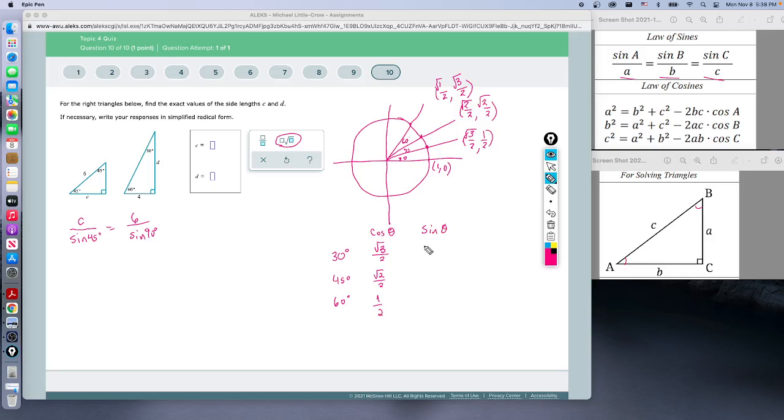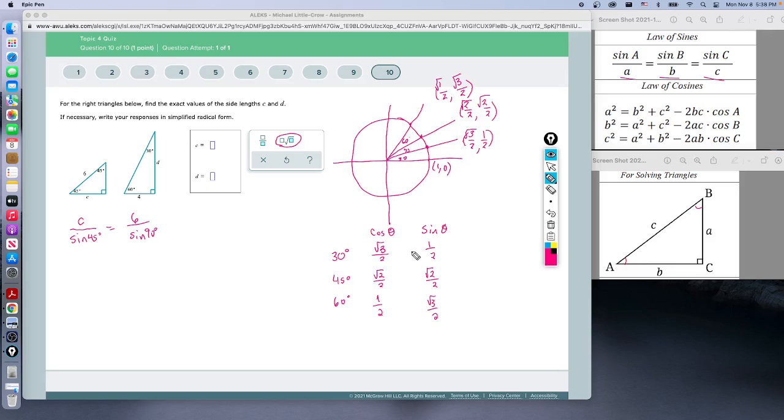Sine of 30 degrees is 1/2. Sine of 45 degrees is square root of 2 over 2, and sine of 60 degrees is going to be square root of 3 over 2. So that's kind of another way to remember it. Or again, just have this table ready for yourself to do these.